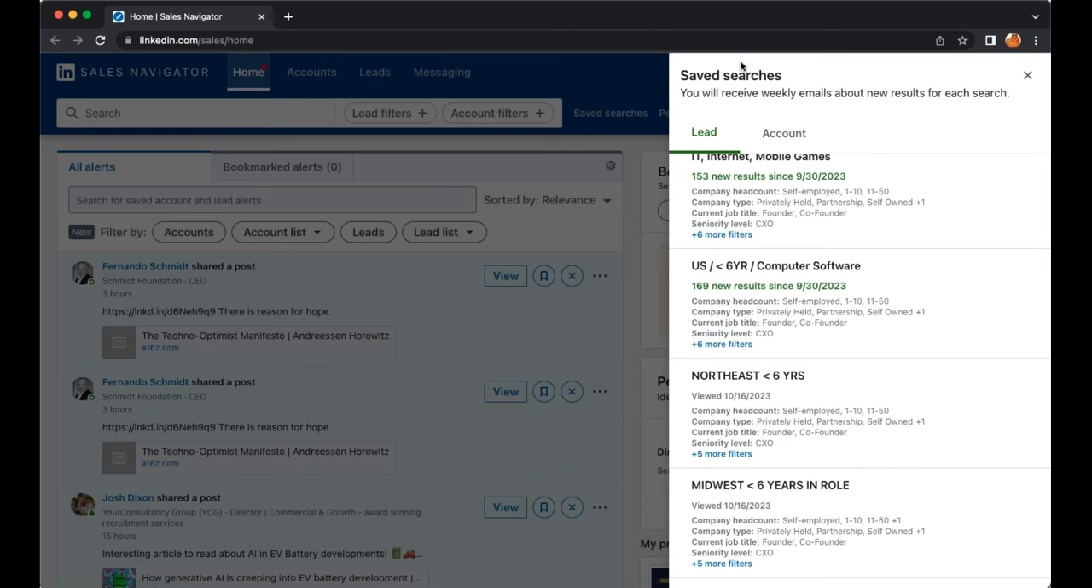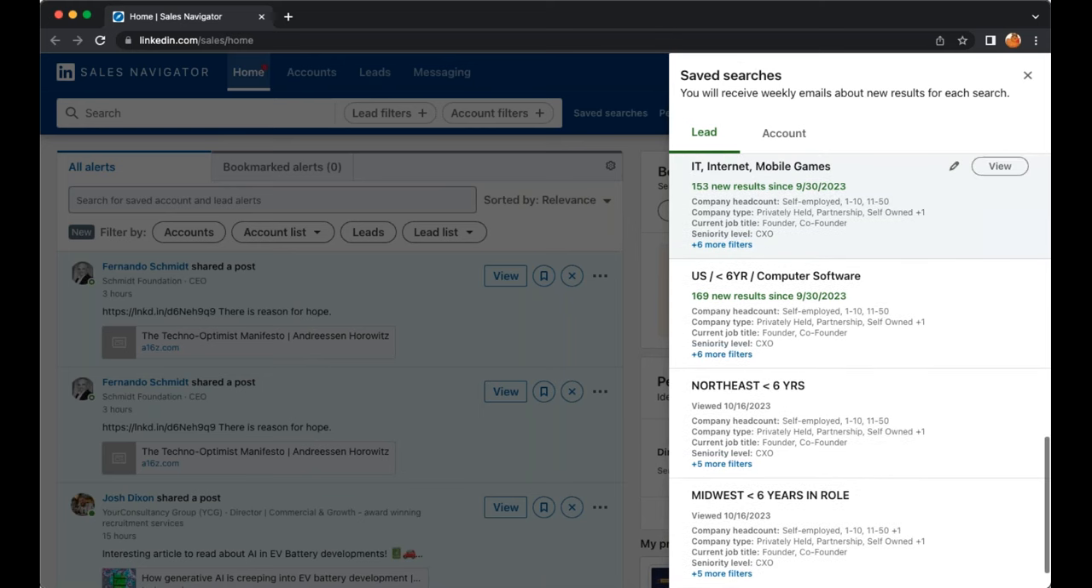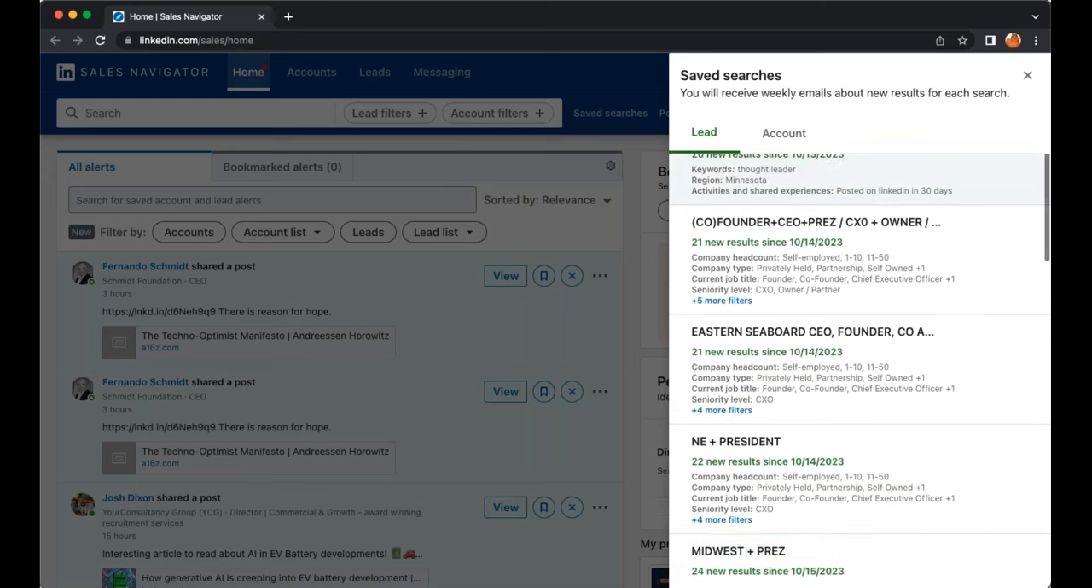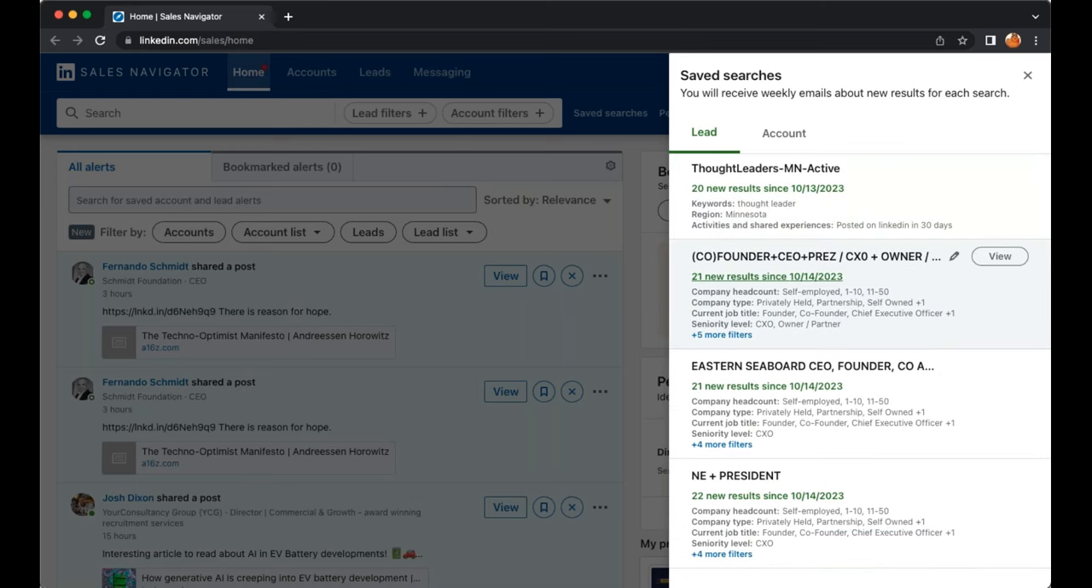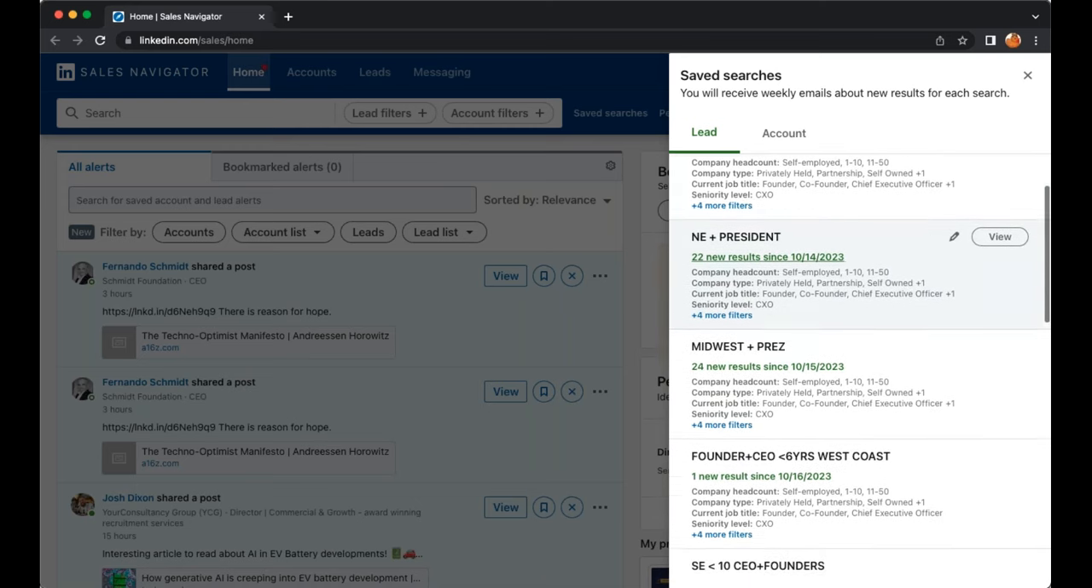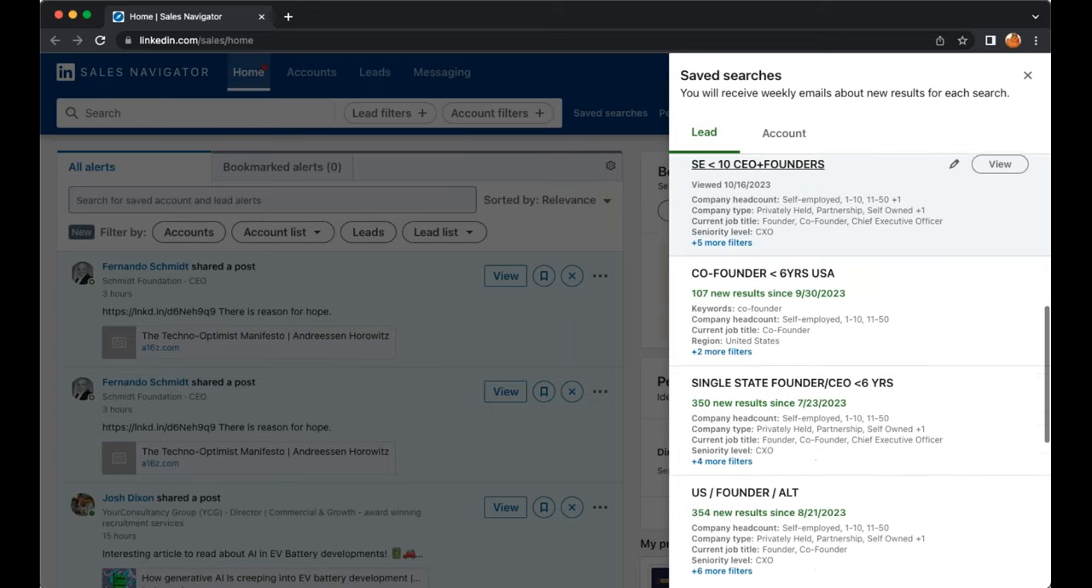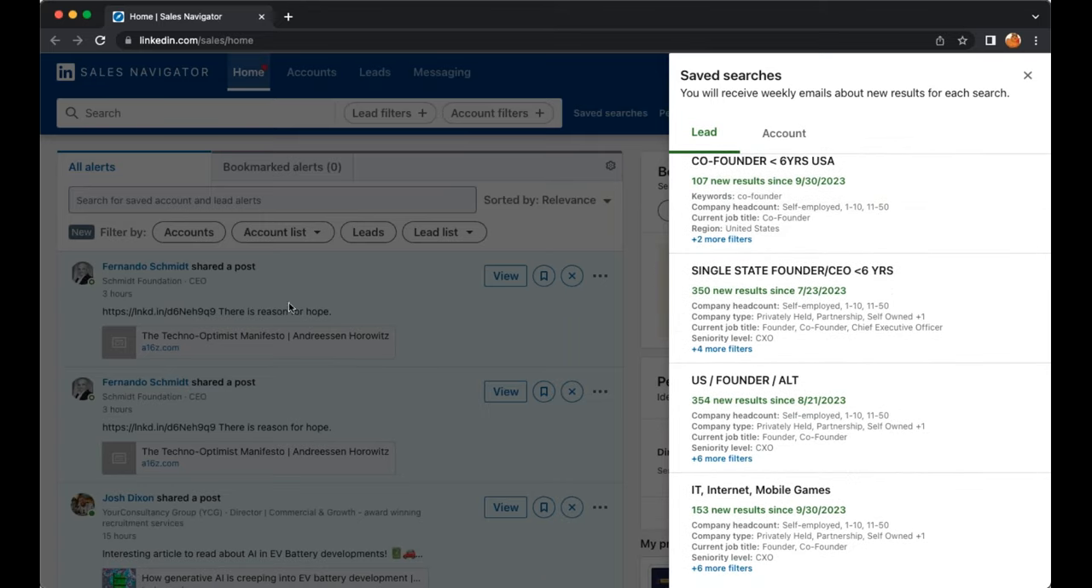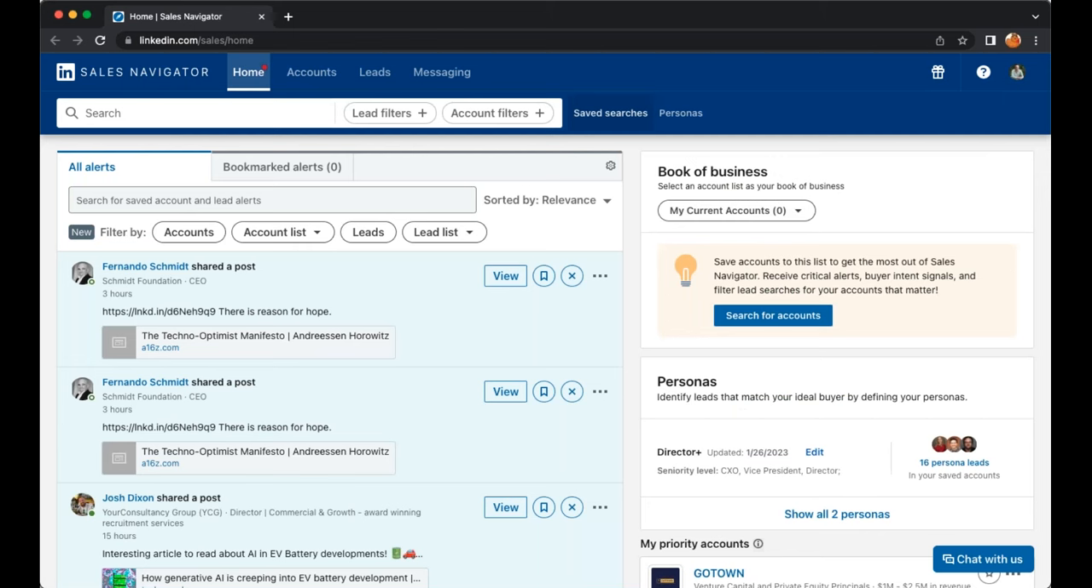Okay, very good. So this is essentially what I do and how I use the system. Using Sales Navigator with saved searches, I let LinkedIn do a lot of the heavy lifting for me automatically. On a daily basis, it will tell me if it has new results for me to activate and scan on. I have several profiles that I tend to look for.